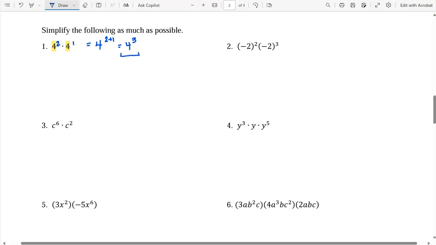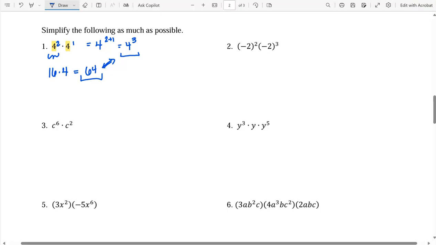That's what we would call exponent form. However, if we were asked, we could also actually multiply these together. 4 squared is 16, times 4 again would be 64. So these two things mean the same.